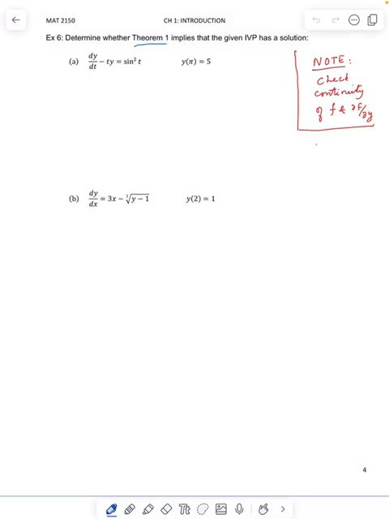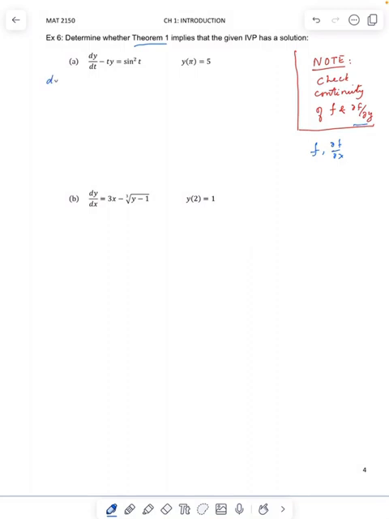So instead of checking the continuity of f and partial f by partial x, which we were doing, we have to actually check the continuity of partial f by partial y, not partial f by partial x. So we have to check the continuity of f and partial f by partial y. So let's see if you understand.